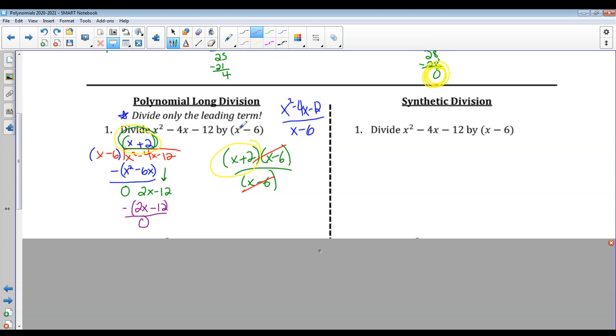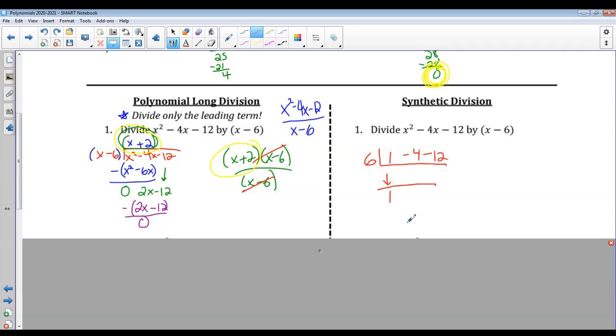So to set this up, and you may have learned this a different way last year, this is how I always did it. So x minus 6. All we're looking at is that constant, the 6 there. The coefficient of x squared is 1. The coefficient of the x term is negative 4. The coefficient of the constant is negative 12. And we bring this down. So we bring that 1 down like this.